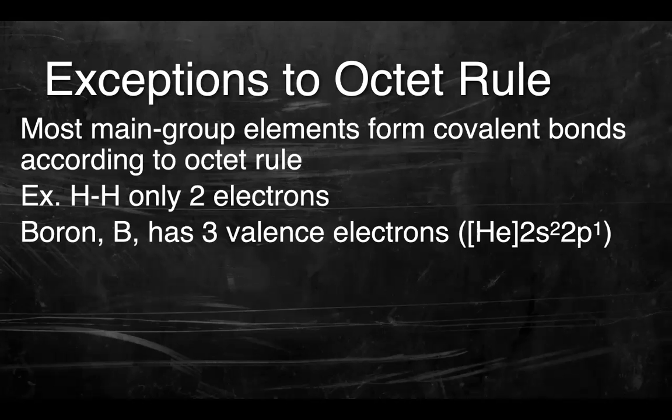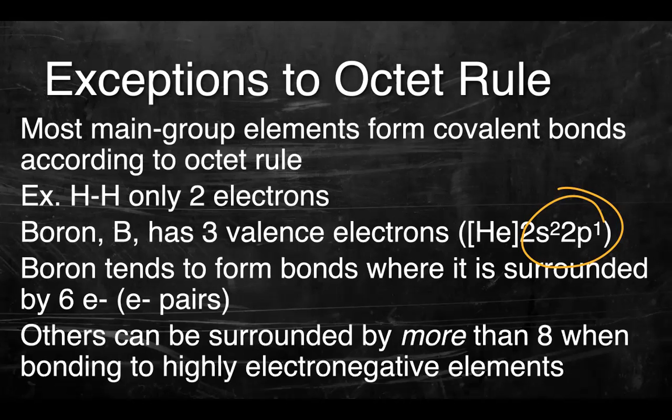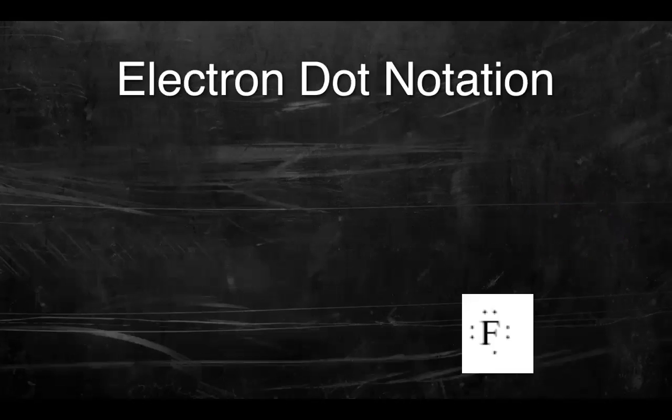So if boron has a maximum of 3 electrons to share, so it's got 2 in the 2s orbital and 1 in the 2p orbital, it's only going to share 3. So it's going to have a maximum of 6 in its outer shell, even when it's bonded. So it will not follow the octet rule. Sometimes you can have, I forget what it's called, hypervalency, I think, when you can have an atom surrounded by more than 8 electrons. And we'll see that when we start doing Lewis structures.